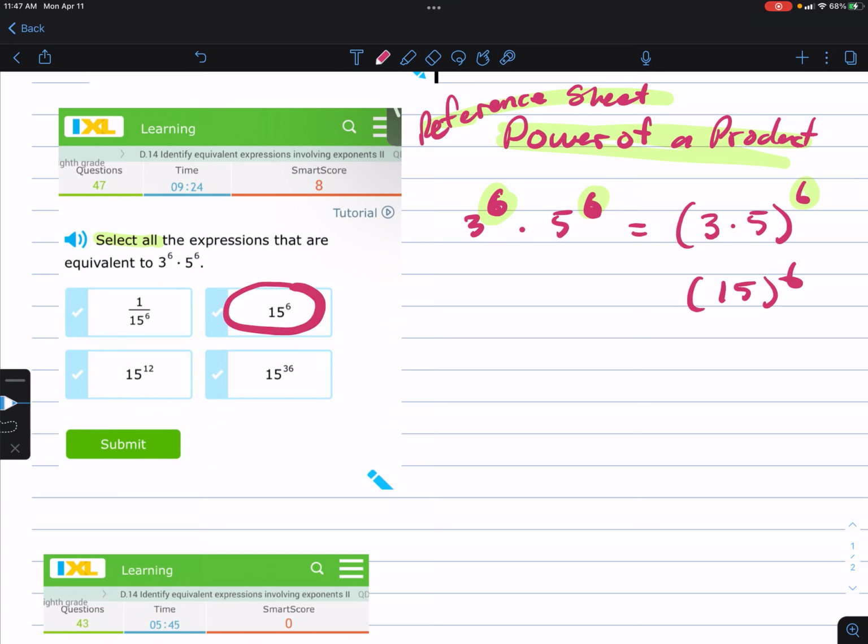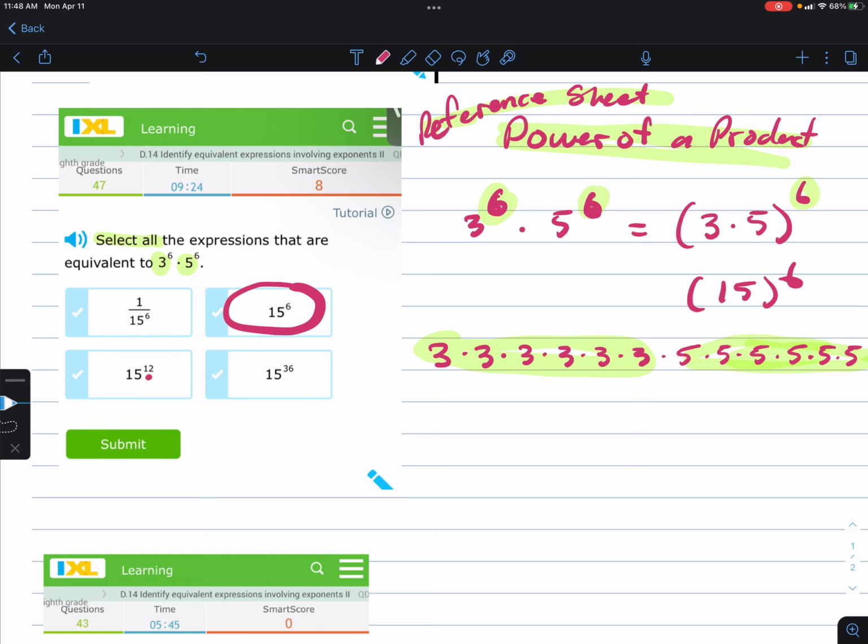And none of the rest of these are going to work. It can't be this one, right? Because they added the exponents on this one. But whenever we add exponents, they have to have the same base. These do not have the same base. 3 and 5 are not the same. If I were to expand this out, I would have 6 3s and 6 5s. Those are not the same number. I am not going to rewrite this as 15 to the 12th power. These have different bases. I still only have 6 3s and 6 5s. I don't have 12 15s.